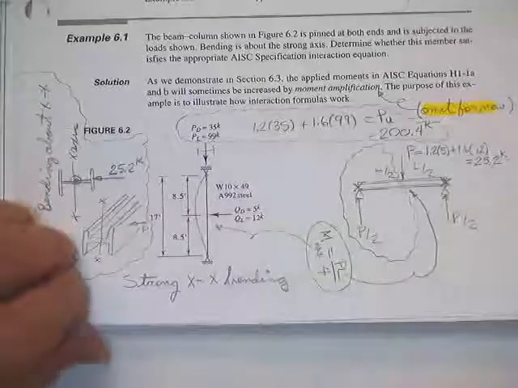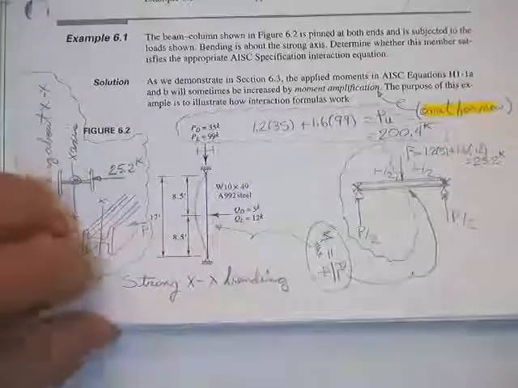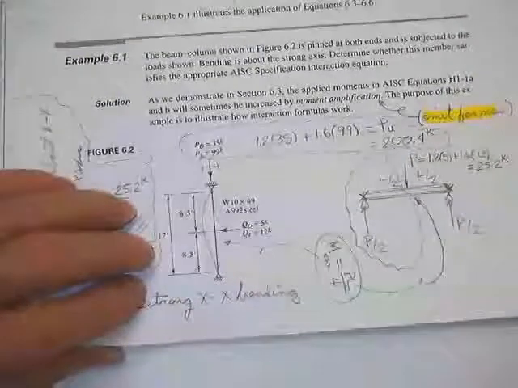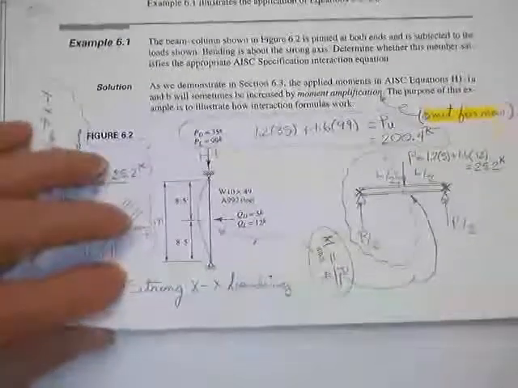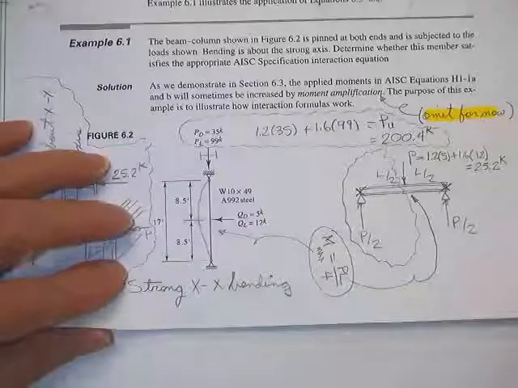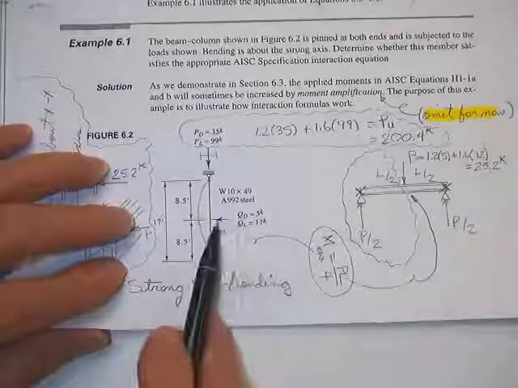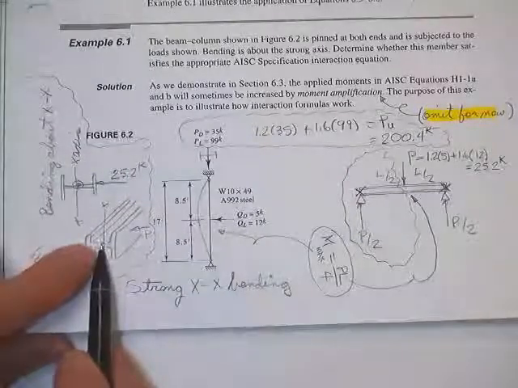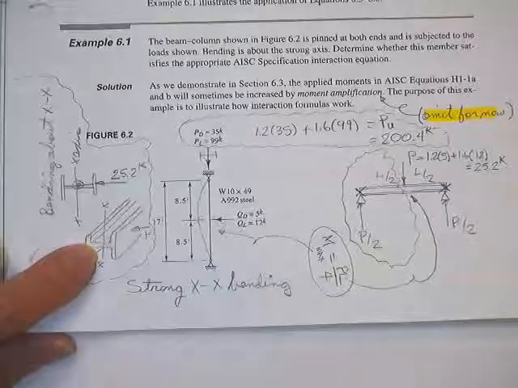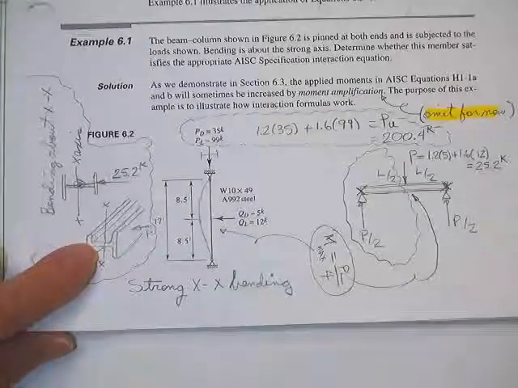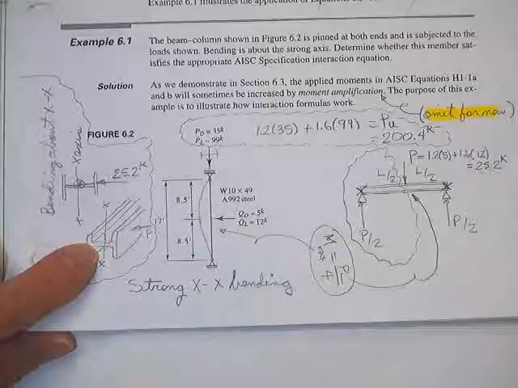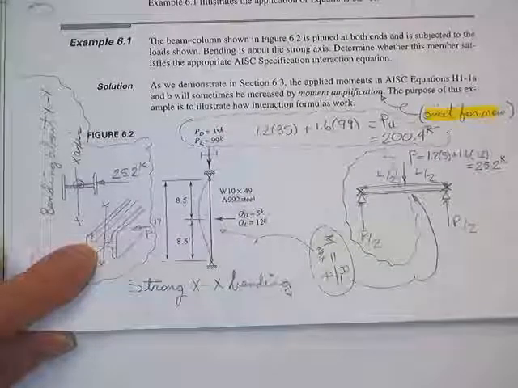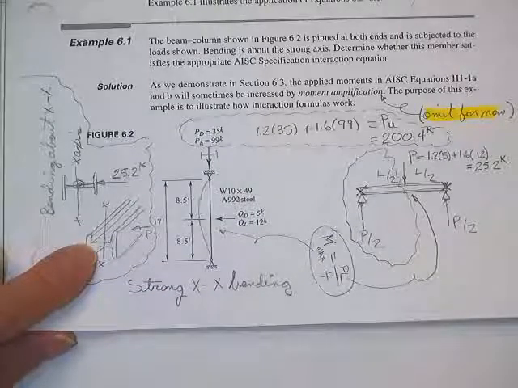We're going to bend it about its strong axis. How's it going to buckle? Barry? How's it going to buckle? Let me repeat. It's going to be bent about its strong axis. It's a column or a beam. It's pinned on this end, pinned on the other end. How's it going to buckle? Strong axis? That's a good guess. But it's 50-50, you know, it could be a 50-50 chance it's wrong.